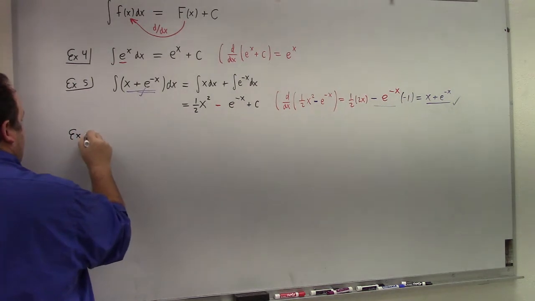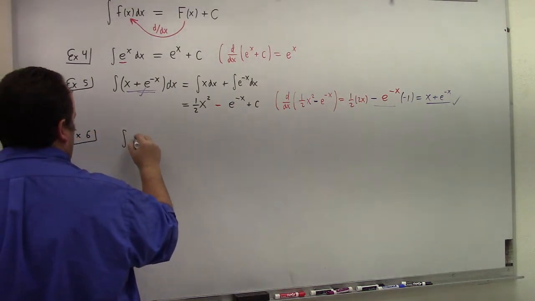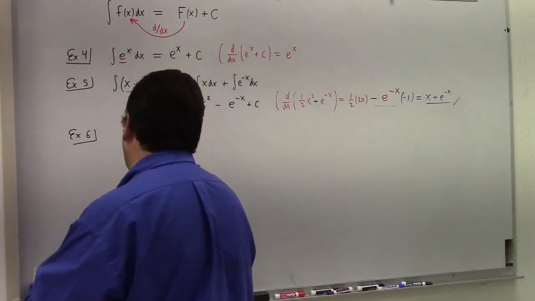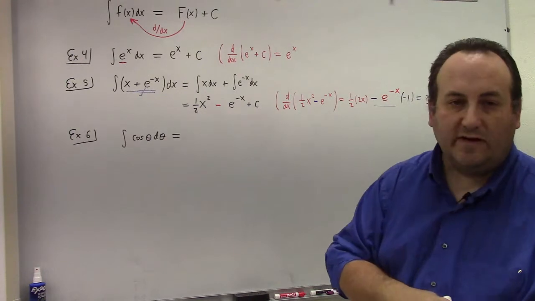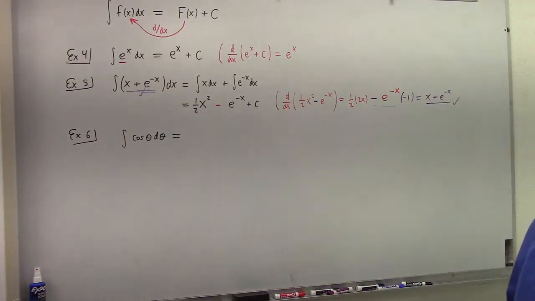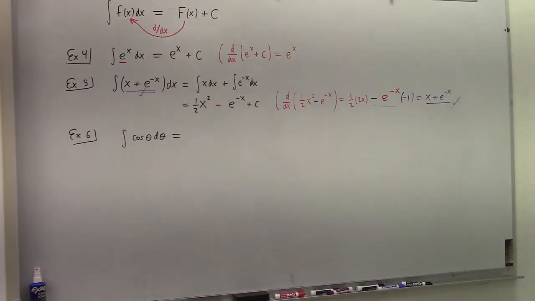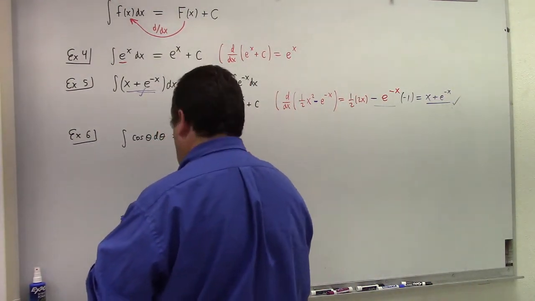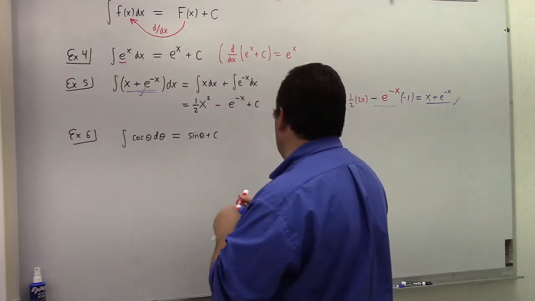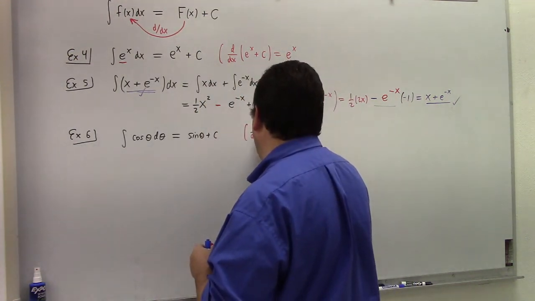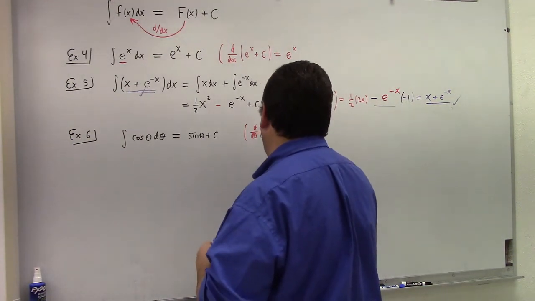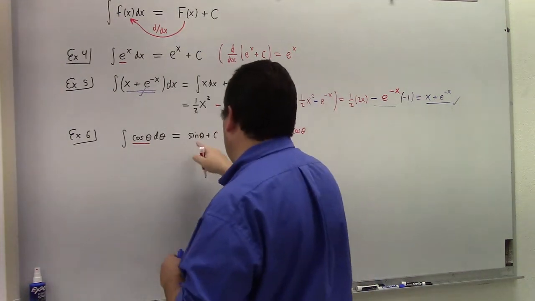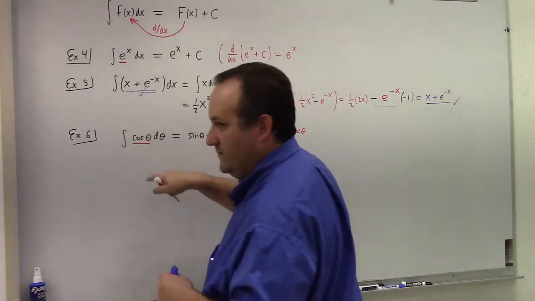Let's see here, example 6, integral of cosine of theta d theta, let's say. Use a different letter. Well, what function, when we differentiate, did we get cosine? Sine, right. And so, is this true? Well, yeah, this is true because d d theta of sine theta equals cosine theta, right? And that's what we got over here. So we differentiate the antiderivative, we get back to the integrand, we're good.